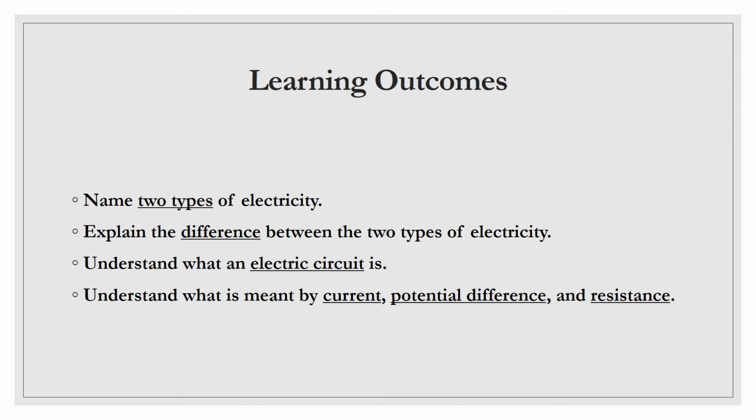Oh, sorry, just to recap, just to double check, have we learned everything that we need to learn? And we have. We've done our two types of electricity, static electricity and current electricity. Explain the difference between them. Can you? Can you explain what an electrical circuit is? What does it contain? And do you understand what is meant by current, potential difference, and resistance? Thanks, guys.